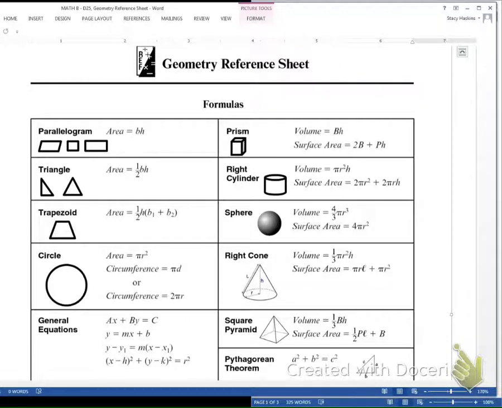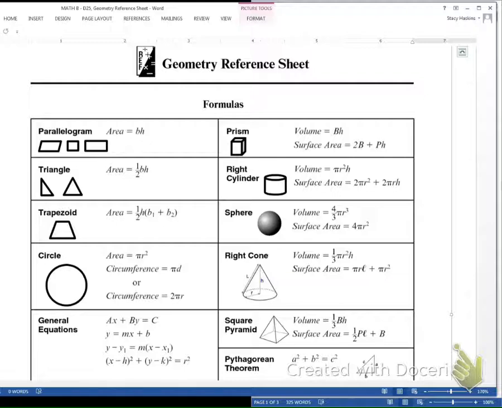Geometry is the study of relationships between points, lines, surfaces, and solids. The relationships of their properties can be measured and compared with special algebraic equations called formulas. We will be using this reference sheet throughout the rest of this unit, which lists some of the commonly used formulas in geometry. Let's review the names of some basic shapes and their corresponding formulas.